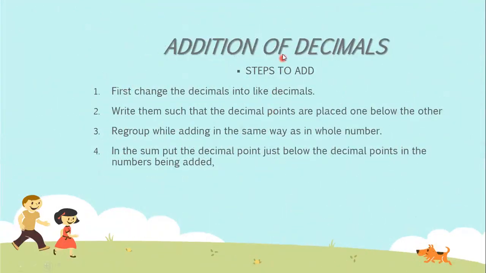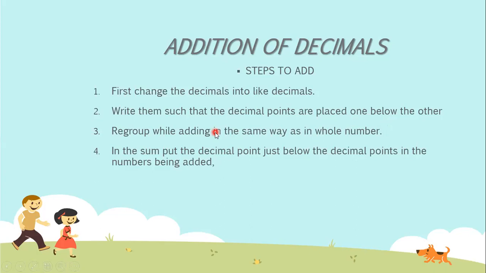Next you see addition of decimals. How will you add decimals? Steps to add. First, change the decimals into like decimals. If it is unlike decimals, then you have to convert it to like decimals. This is the first step.